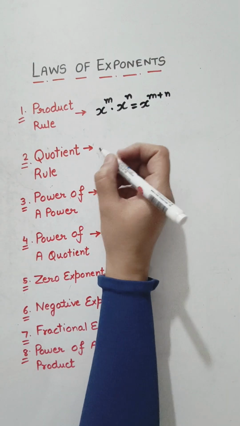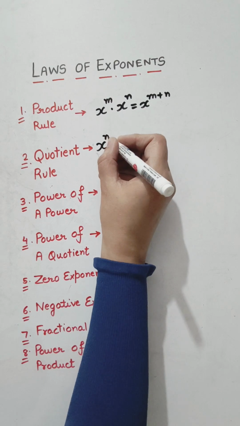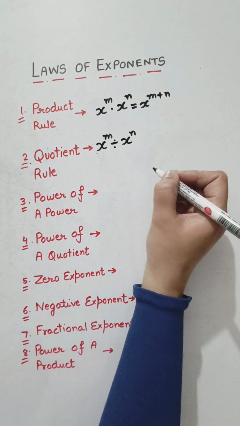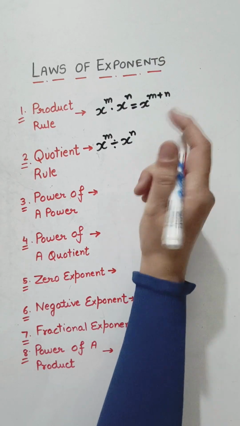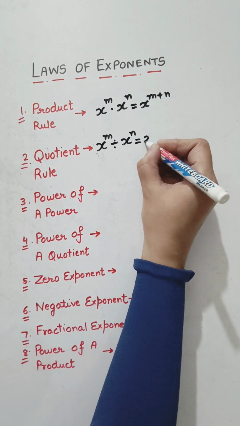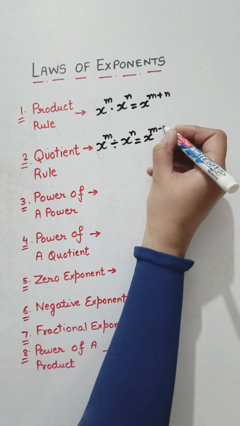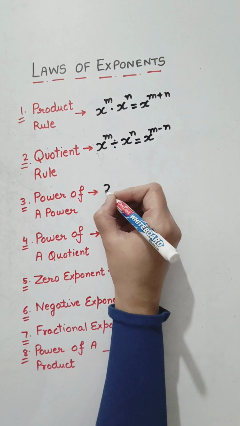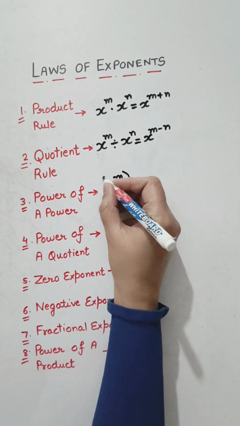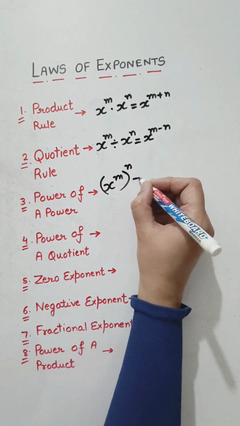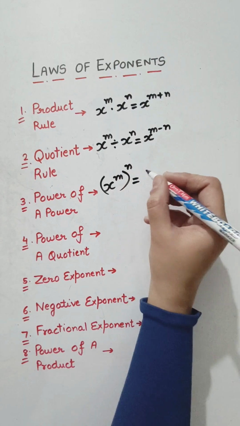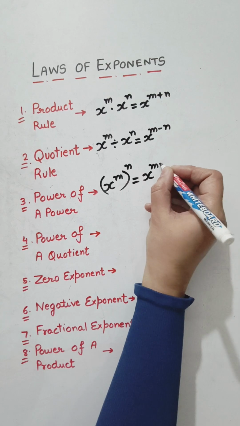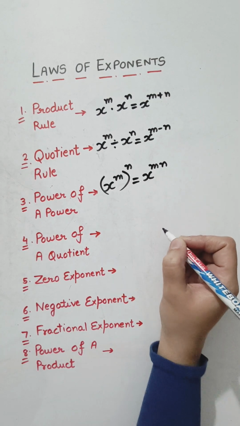Now the quotient rule says one part is divided by the other one. I have taken the same thing, but this time division is there. So bases are same, division is there, powers will get subtracted. Power of a power, that means already there is one power outside the bracket, there is another power, so these will get multiplied. Okay, so here x raised to power m multiplied by n.